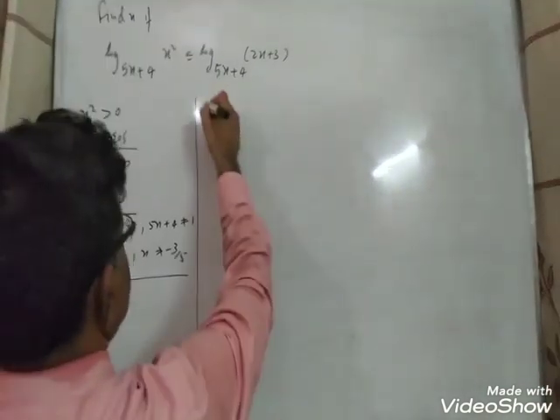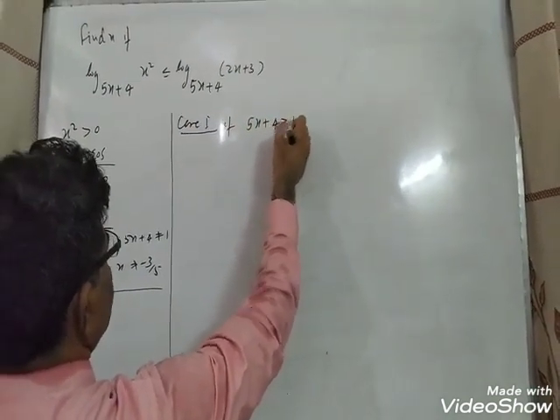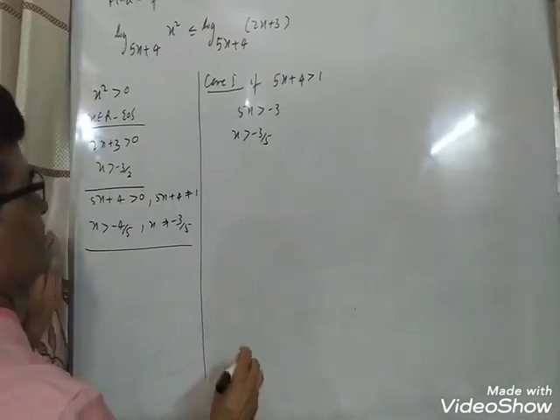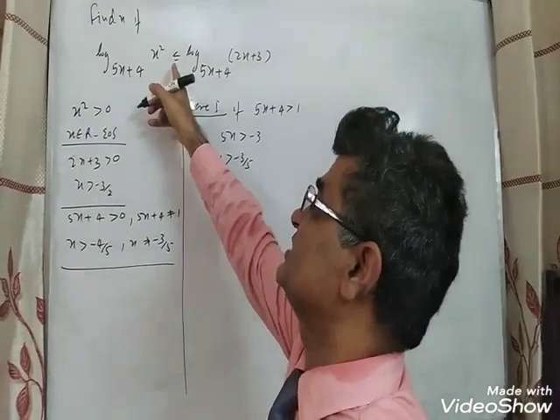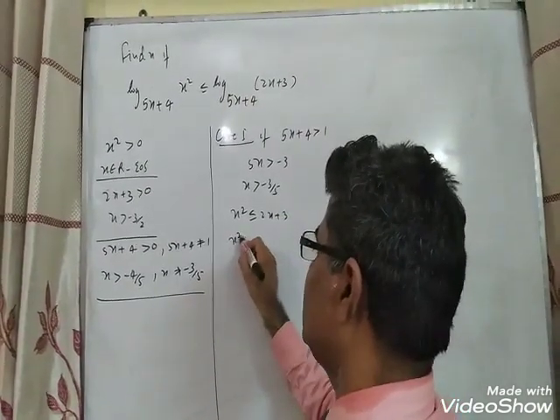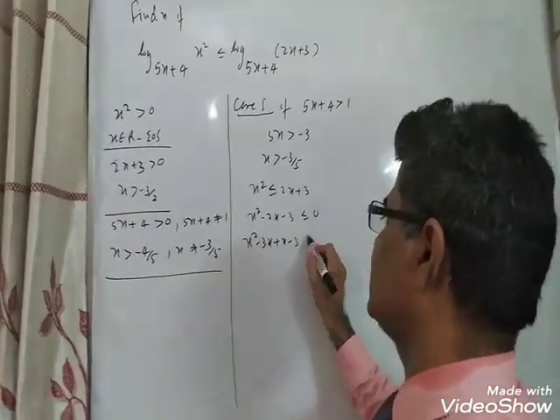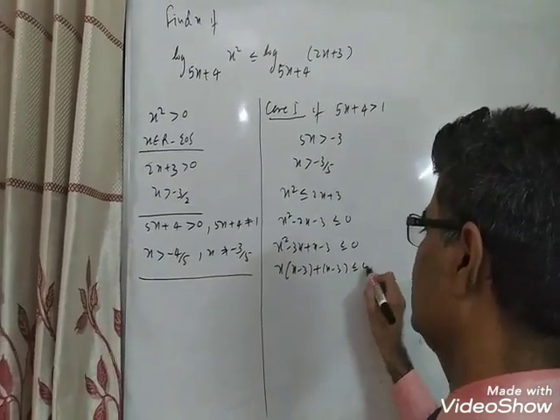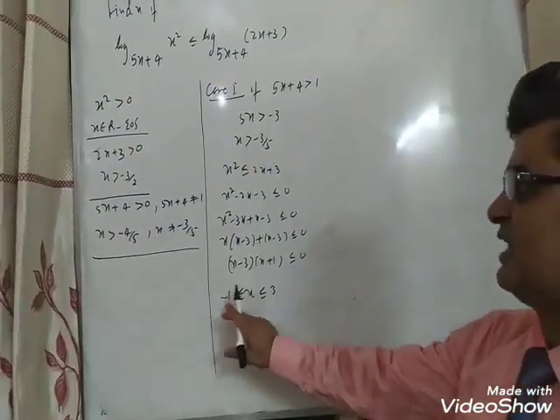So first we are going to see case 1. If 5x plus 4 is greater than 1, it means x is greater than minus 3 by 5. Now we are going to solve. Since 5x plus 4 is greater than 1, there will be no change in the inequality of the arguments. So x square will be less than 2x plus 3 as it is. x square minus 2x minus 3 less than or equal to 0. So x square minus 3x plus x minus 3 less than or equal to 0. Taking x common, x minus 3 times x plus 1 is less than or equal to 0. So x lies between minus 1 and 3.